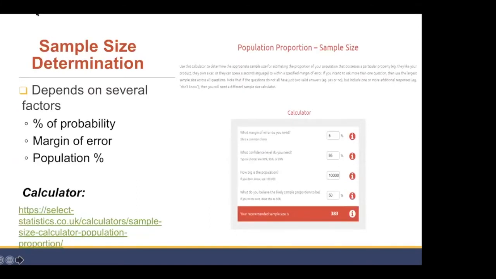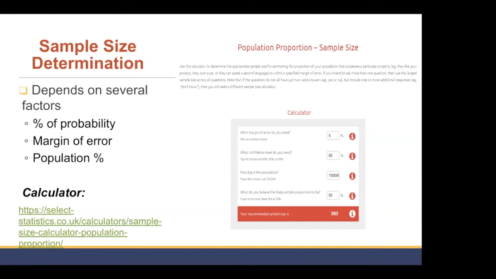While covering those basics of the sampling design, this question comes to our mind: what would be the appropriate sample size for our study? This depends on several factors. There is a concept that the larger the population is, the smaller the sample size would be. This is true, depending on to what extent you want to keep the probability level and maintain the margin of error, and again the population percentage.